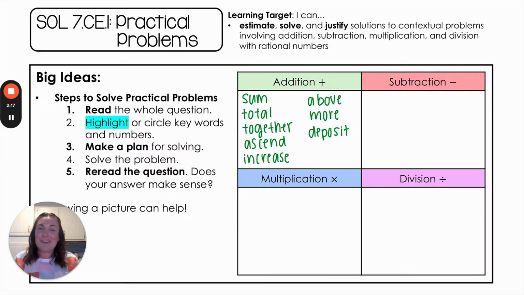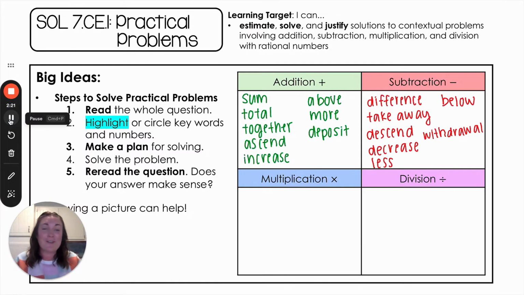Now pause the video here and do the same thing with subtraction. Okay, so for subtraction, our big math word is different. If you're finding the difference between two things, you're subtracting. We know if you're taking away something, we're subtracting. Descending is going down, so that would be subtracting. Again, with decrease, if you have less than something, below something. Below can often also mean negative, so that's something to look out for. And then our money word: instead of depositing money in a bank account to add it, I'm withdrawing money out if I am subtracting it.